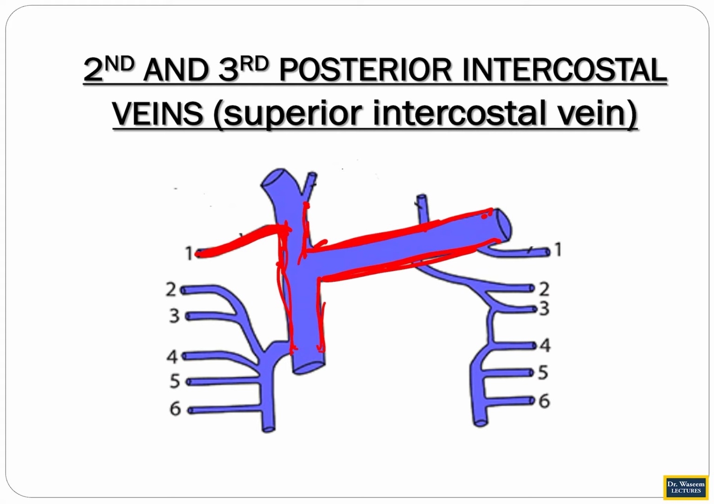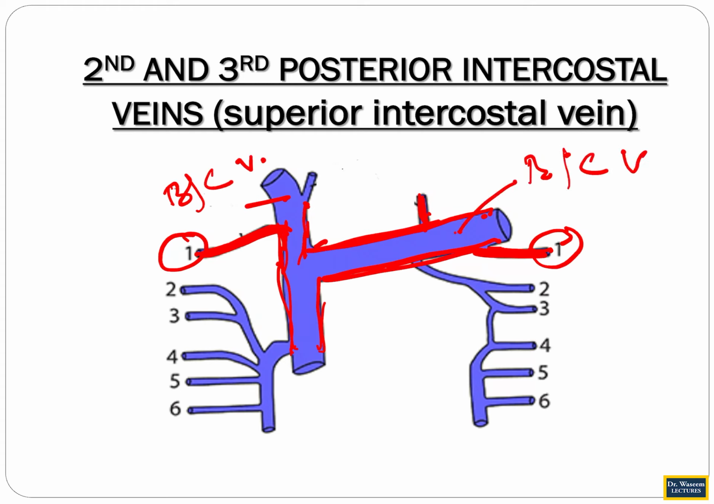The right supreme intercostal vein drains also here. This is first, this is first. They are draining into what? The brachiocephalic vein on the right and left side. So first here and first here is called the supreme intercostal vein. But what about the 2nd and 3rd? The 2nd and 3rd join together to form the superior intercostal, just like an artery.